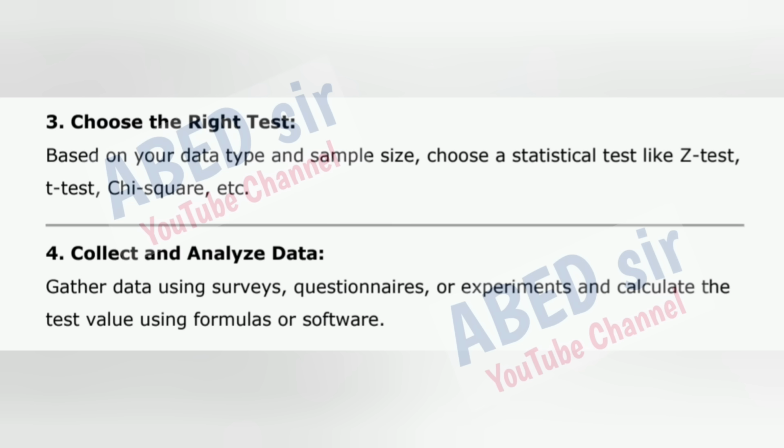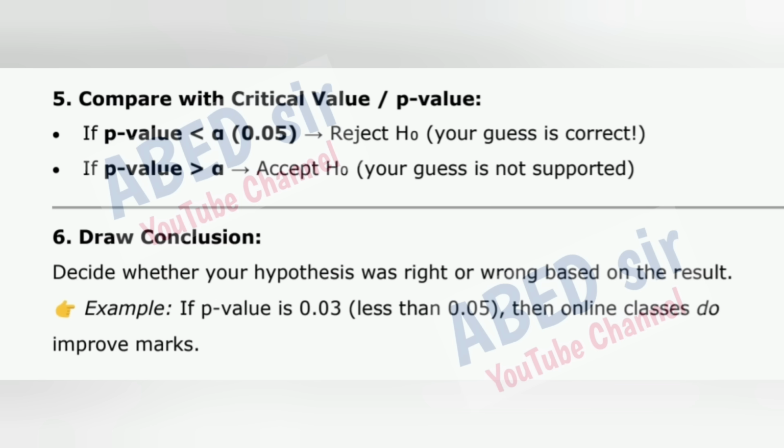3. Choose the right test. Based on your data type and sample size, choose a statistical test like z-test, t-test, chi-square, etc. 4. Collect and analyze data. Gather data using surveys, questionnaires, or experiments and calculate the test value using formulas or software. 5. Compare with critical value, p-value. If p-value is less than alpha 0.05, reject H0, your guess is correct. If p-value is greater than alpha, accept H0, your guess is not supported. 6. Draw conclusion. Decide whether your hypothesis was right or wrong based on the result. Example: if p-value is 0.03, less than 0.05, then online classes do improve marks.